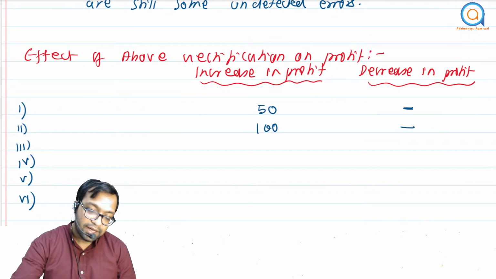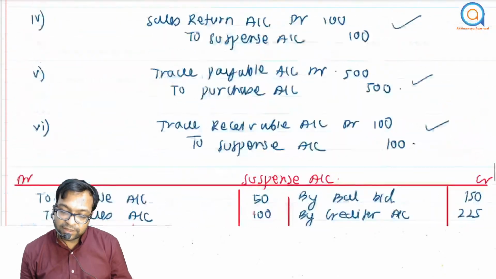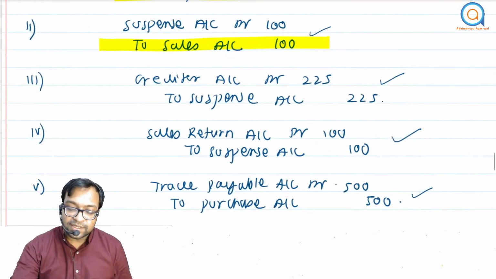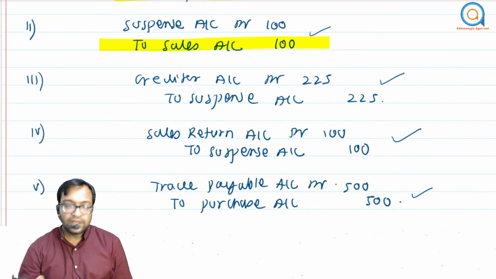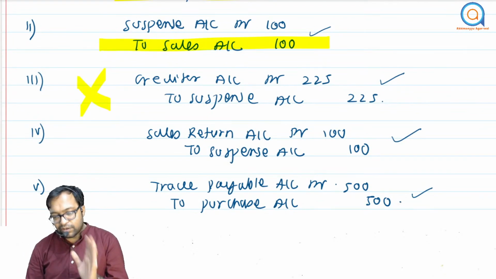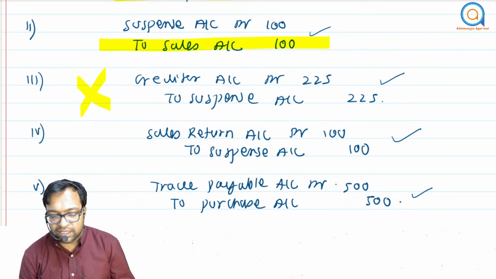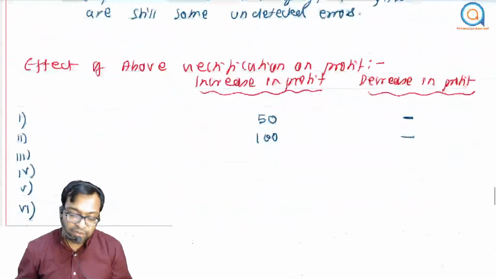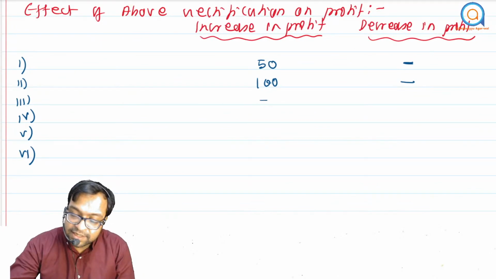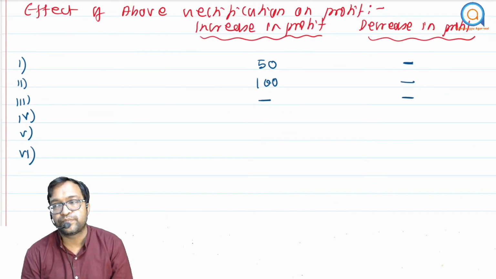Yes, sir. Next, let's go to the third entry. Creditor to suspense. Suspense is not nominal and creditor is a personal account, so it will not affect profit, neither increase nor decrease.